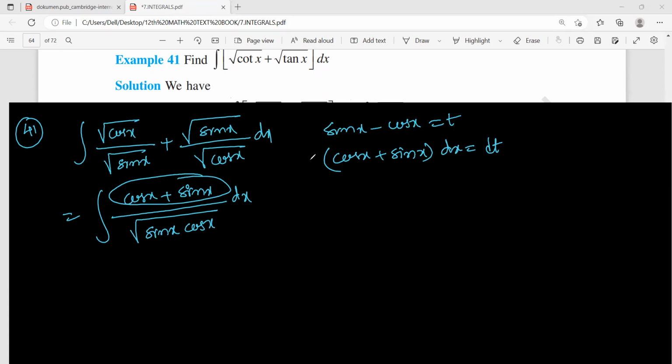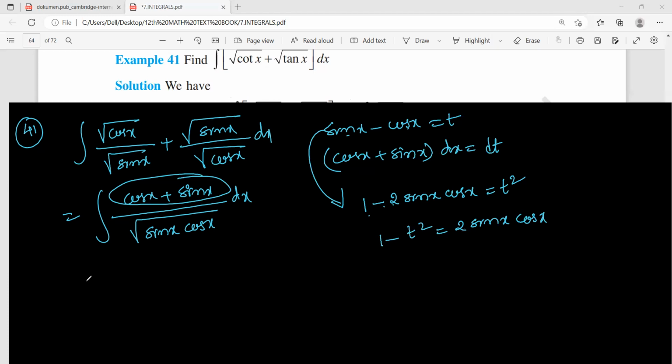Square on both sides. See, 1 minus 2 sin x cos x. a square plus b square is 1 minus 2ab, plus 2ab is t square. Yes or no? 1 minus t square is 2 sin x cos x.